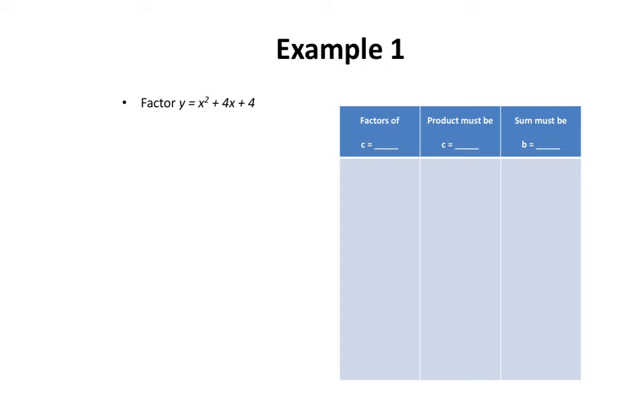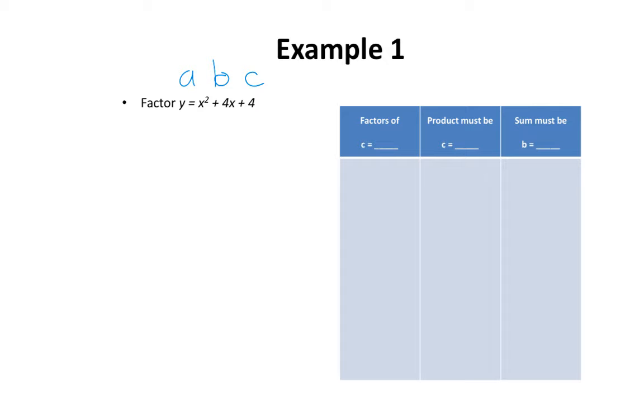In our first example, we want to factor a parabola in standard form. Before we begin, let's identify the values of a, b, and c. A is the value in front of the x squared term. B is the value in front of the x term. And c is the value at the end of the parabola in standard form.